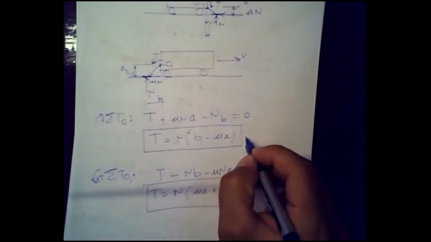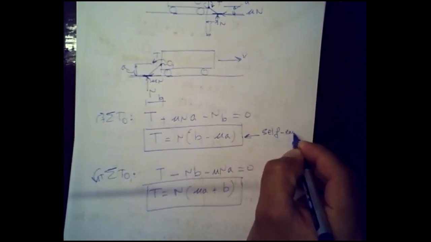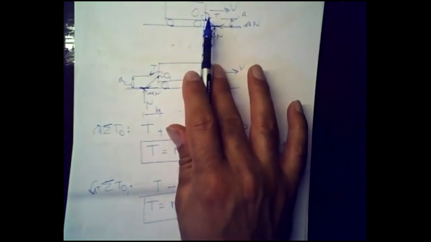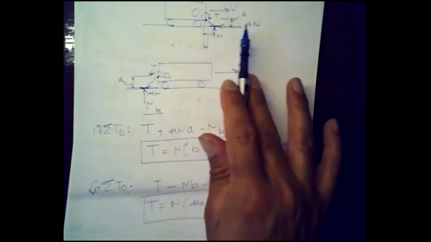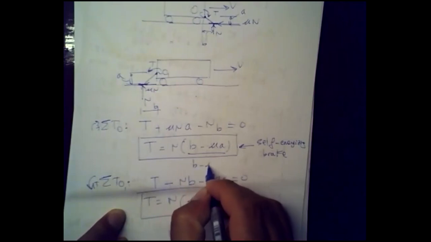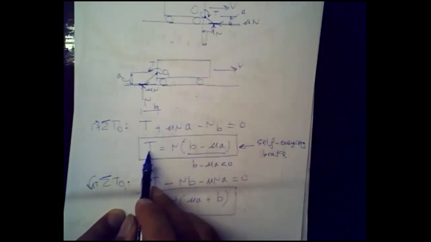So this is actually called a self-locking brake, or self-energizing brake. The reason it's called a self-energizing brake is because the friction is actually helping the torque that you are applying. So you're applying this torque, and the friction is helping you apply it, and that is why you need less torque. But it is actually possible to make that brake self-locking, and the way the brake would become self-locking is when B minus mu A is less than 0. It means that your torque is less than 0.